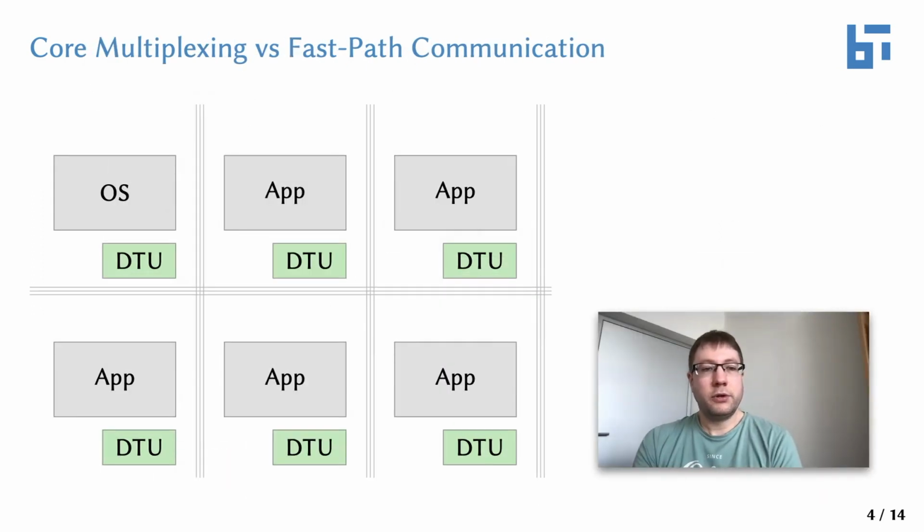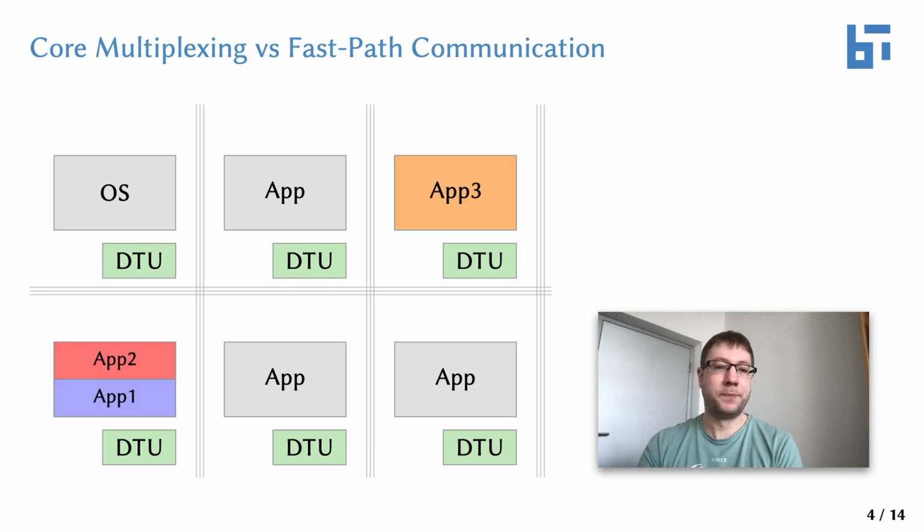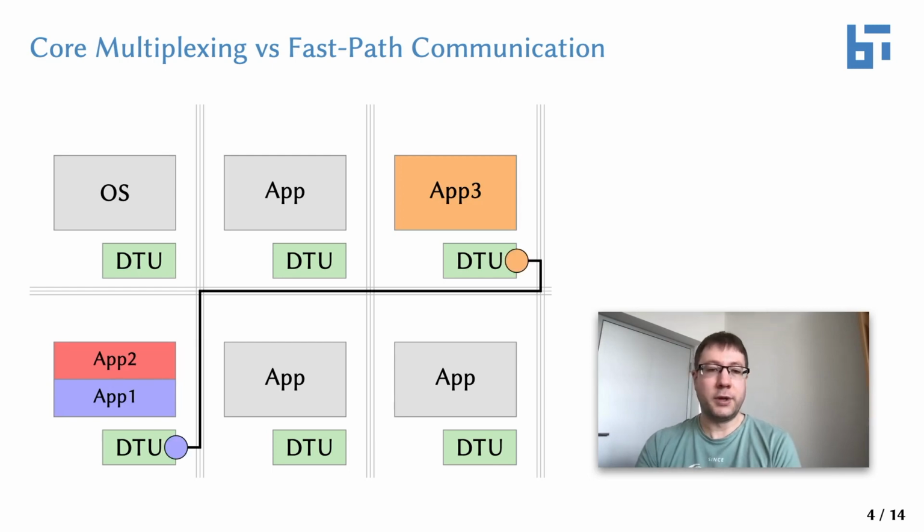You might be wondering now, why is core multiplexing actually hard? Don't we already know how to do that? Well, the problem is that core multiplexing conflicts with fast path communication as we have that here in the system. And let me illustrate that with an example. So let's say we have three applications, application 1, application 2, and application 3, and we have a communication channel between application 1 and application 3.